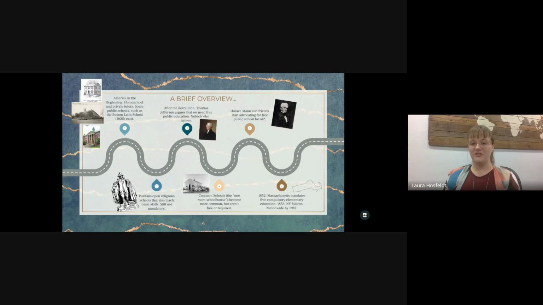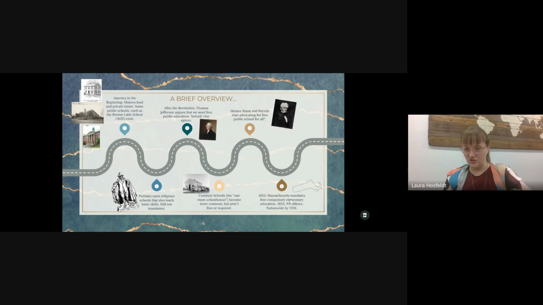Horace Mann and his friends start advocating for free public education for all, asterisk, of course, being not women and white people specifically. And in 1852, Massachusetts, for the first time, mandates the first compulsory elementary education. So just grade school. And Massachusetts is like, you know what? We're going to force you to go to this. And it goes well enough that in 1853, New York follows along. And by 1918, the rest of the nation has picked up, and we now have mandatory free elementary education.